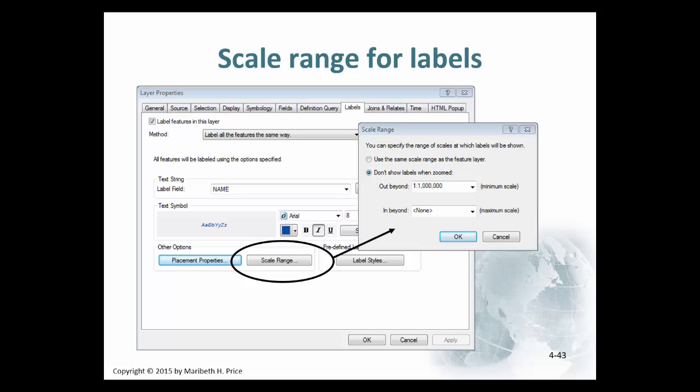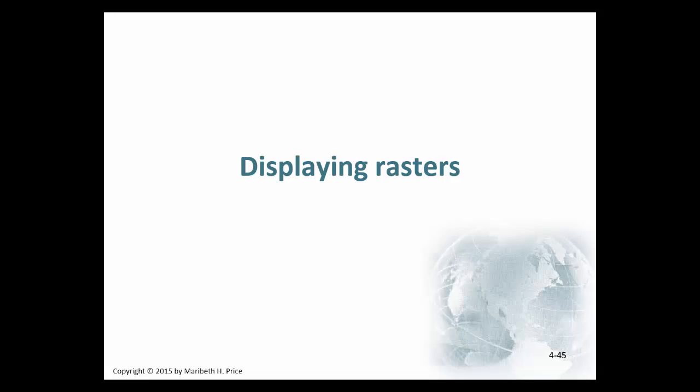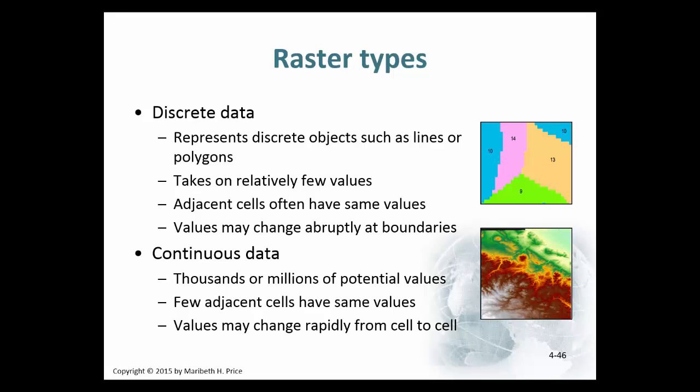There are two basic types of raster. There's your discrete data, which has a few values and boundaries can be determined, and continuous data, which may have millions of values with no distinct boundaries determined.